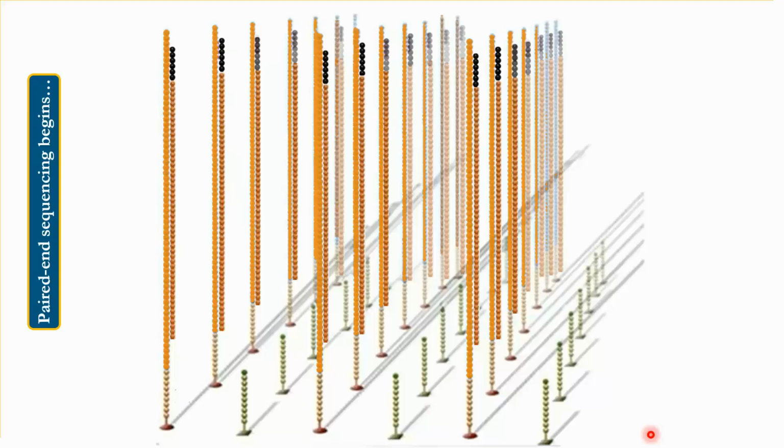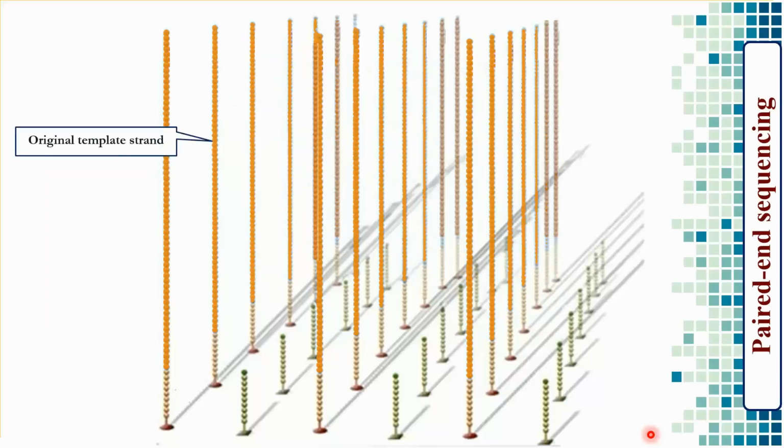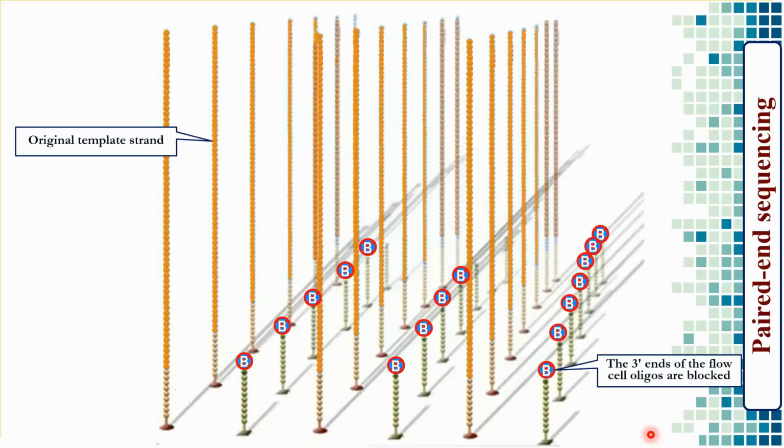After all cycles of read 1 are completed, the newly synthesized read 1 strand is removed. The read 1 primer must also be removed, so read 1 primers are washed away. This leaves only the original template strand still attached to the flow cell. Then the 3' ends are blocked again to prevent unwanted extension.